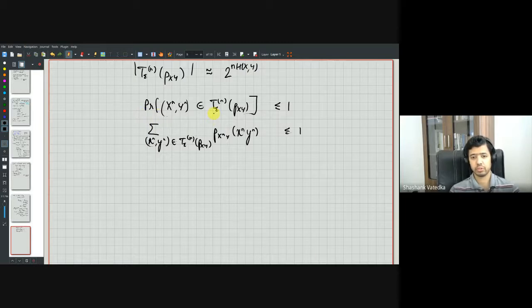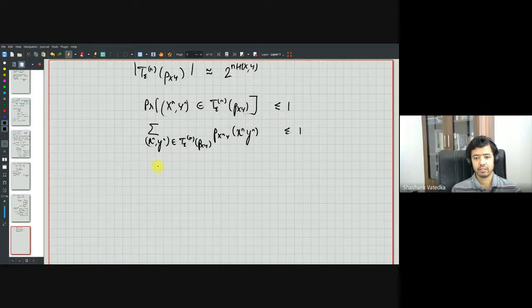So if you wanted to actually compute the probability of this event, it is the sum of the probabilities of all the sequences which contribute to this event, right? This is just like saying that the probability of getting an even number when you roll a particular die is the probability of 2 plus the probability of 4 plus the probability of 6. So it's the sum of the probabilities of all the sequences which are actually in the typical set.